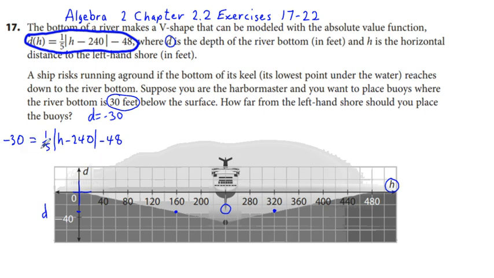So we're going to go about solving this equation. The first thing we're going to do is add 48 to both sides of this equation. And when we do that, I'm going to come over here, the space we have, I'm going to work it like this. We're going to have on the left side negative 30 plus 48, so that's going to be 18. And 18 is going to be equal to what's remaining, which is 1/5 the absolute value of quantity H minus 240.